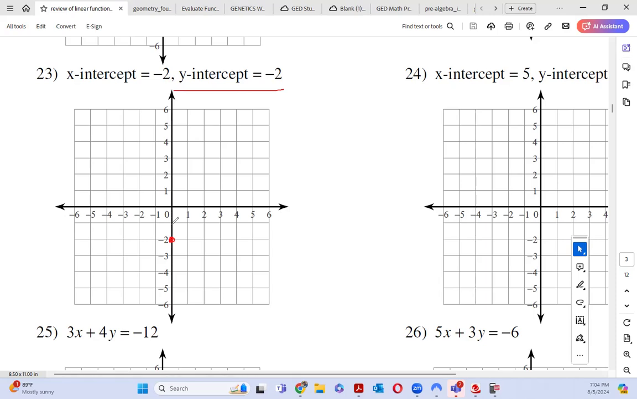Listen to the definition. Y-intercept: where my line crosses the y-axis. What do you think the x-intercept is? Where's the x's at, you say? If my y-intercept is where my line crosses the y-axis, remember, this is my y-axis. If you don't know, label it. Every time you come to a graph, label x and y.